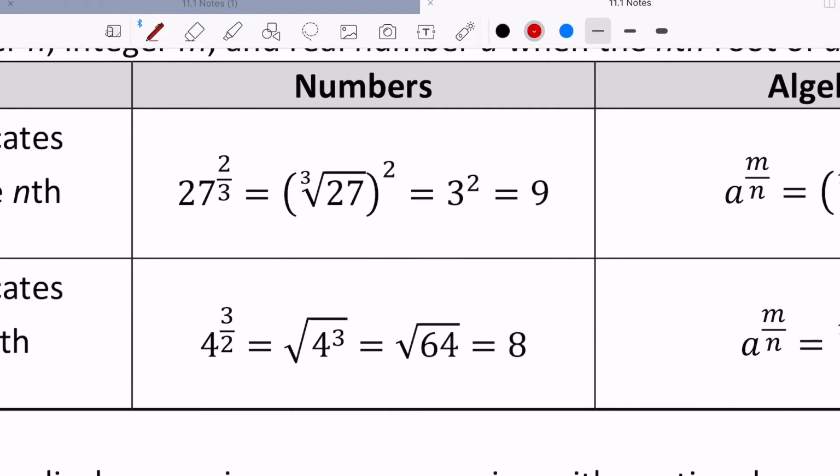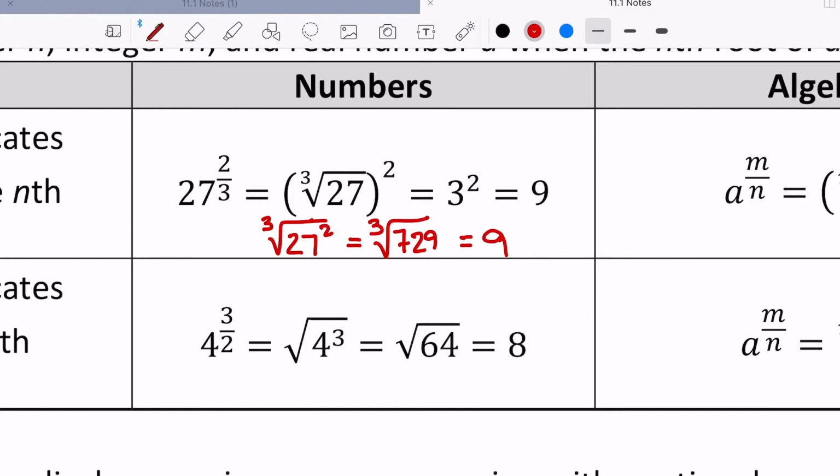So let's take a look at this 27 to the power of 2/3. If we were to have done it the other way, instead of taking the cube root and then squaring it, we could also take the cube root of 27 squared. Now, this is a big number. I don't expect you to know this off the top of your heads, but this does give us the cube root of 729. And then taking the cube root of 729, we still end up with 9.